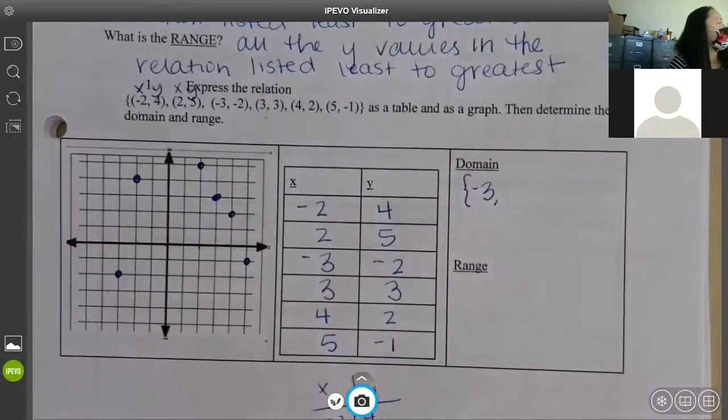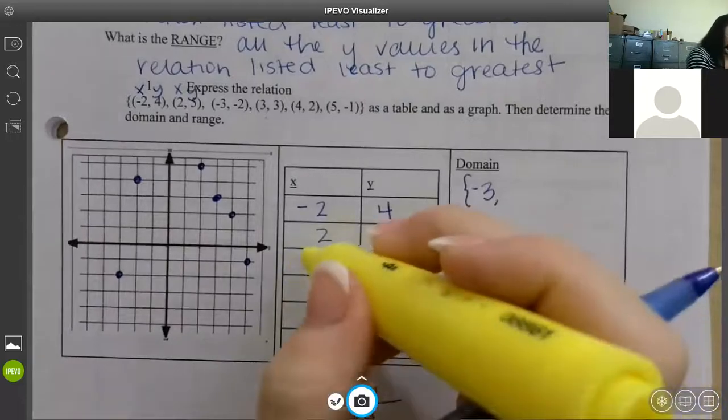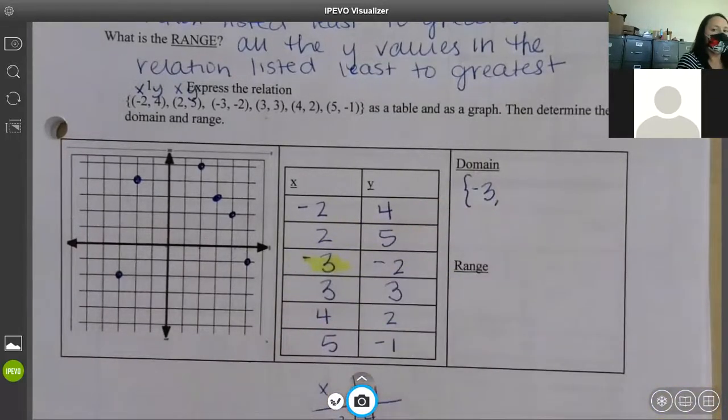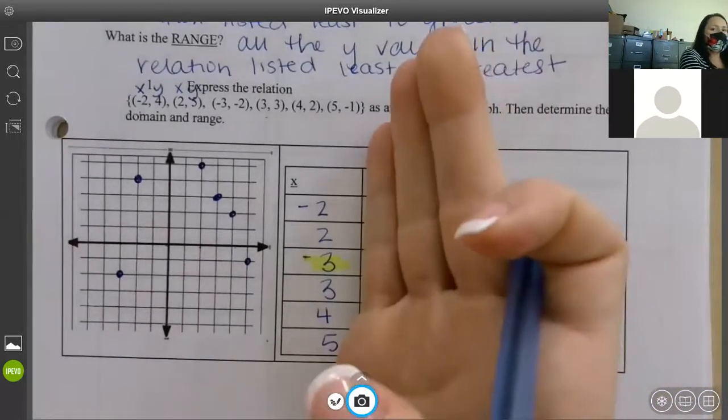So as you use them, I'm going to highlight them. You don't have to. I'm just highlighting so you don't look at them anymore. Look at that x again. We've already used -3. What's the next smallest?